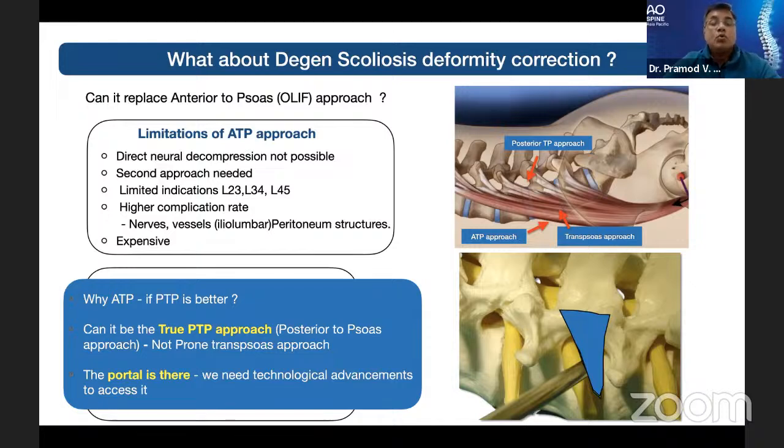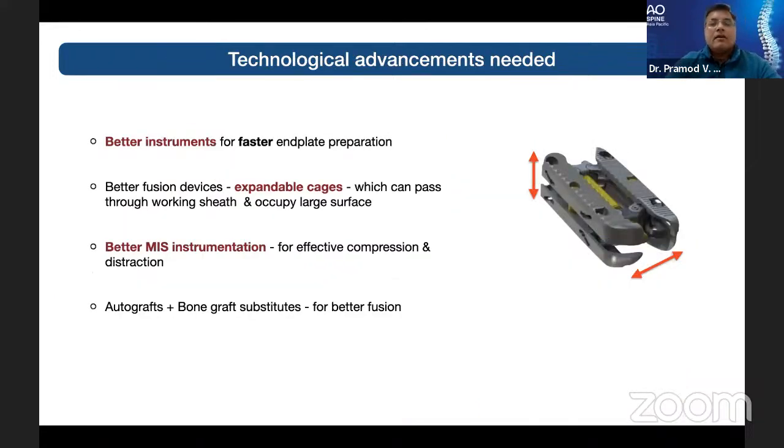So why ATP if PTP is better? PTP means the true posterior to psoas approach, not the prone trans-psoas approach, which most of the OLIF guys do. And the portal is lying there. We just need technological advancements to access it. The technological advancements which we need right now are a better instrument for faster end-plate preparation, because we have to do multi-level cases. Secondly, better fusion devices, expandable cages. These expandable cages should not expand only height-wise. They should expand size-wise also, in both directions.